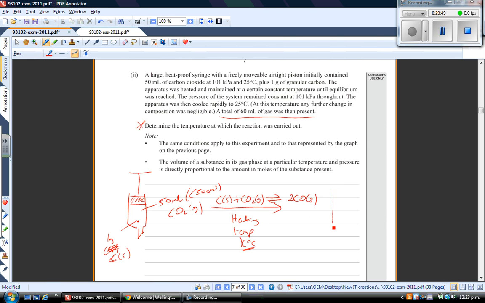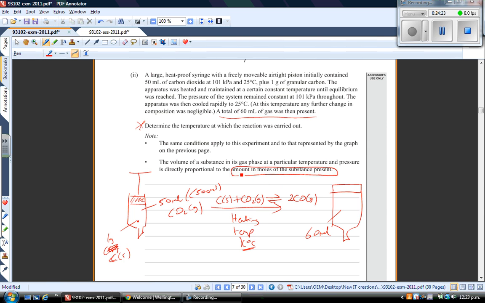So we end up with an increase in volume. So let's just represent this by this is 60 mLs right here. So we've an increase of 10 ml. And the question is, if the same conditions apply to this experiment that are represented by the graph in the previous page, so we need to use the graph from before, and we'll take a look at that towards the end of the question. The volume of the substance in its gaseous phase at a particular temperature and pressure is directly proportional to the amount in moles of the substance present. So this is the trigger.